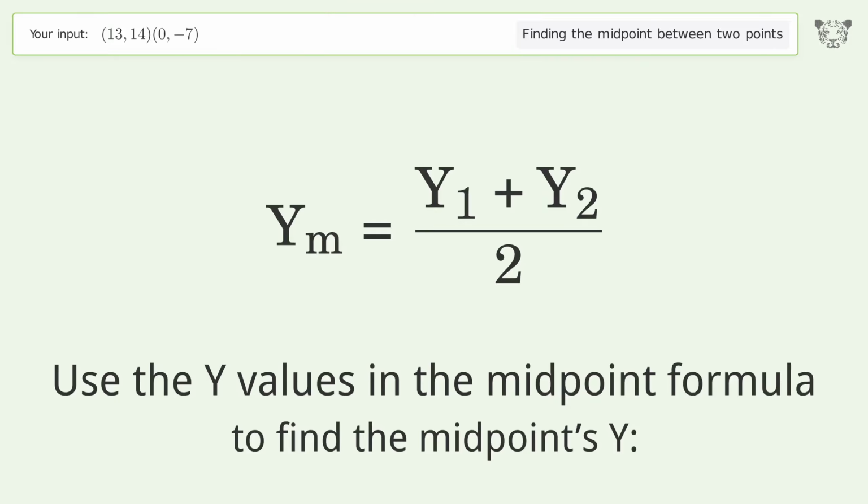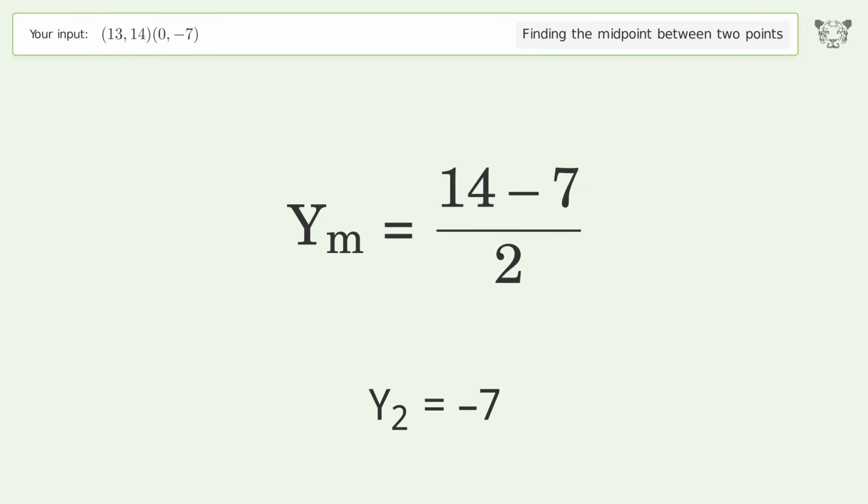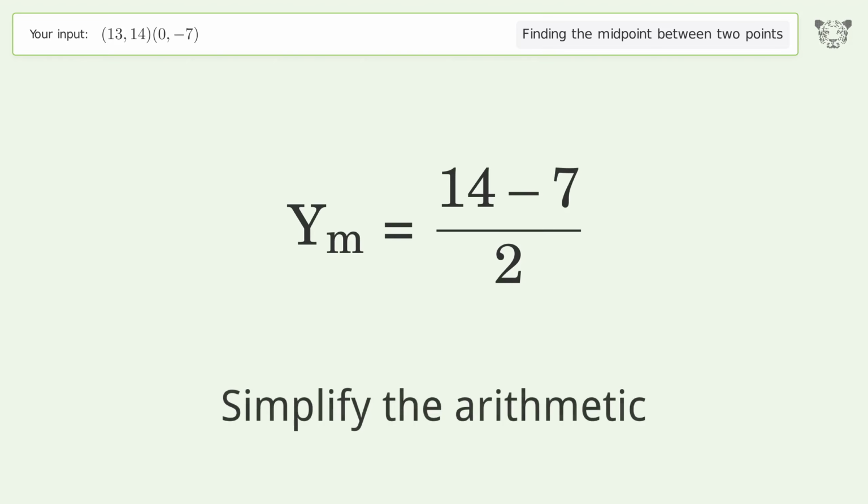Use the y values in the midpoint formula to find the midpoints y. y1 equals 14. y2 equals -7. Simplify the arithmetic.